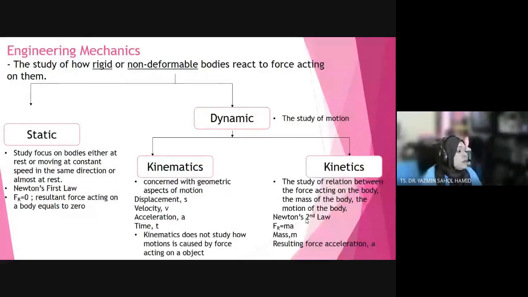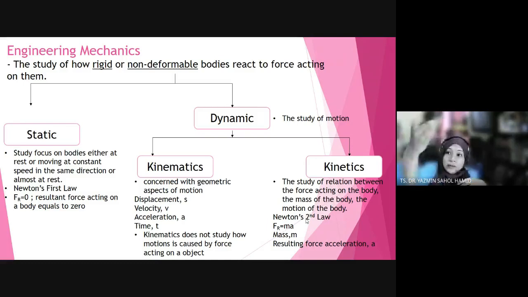Now, engineering mechanics is the study of how rigid, or non-deformable, bodies react to forces acting on them. So we are studying things that are non-deformable, they are rigid. Deformable is like the slime that your younger sibling likes to play with. Slime can deform into different shapes, that liquid. So for dynamics, we do not consider things that can deform into a different shape. We consider solid things, things that are rigid and non-deformable.